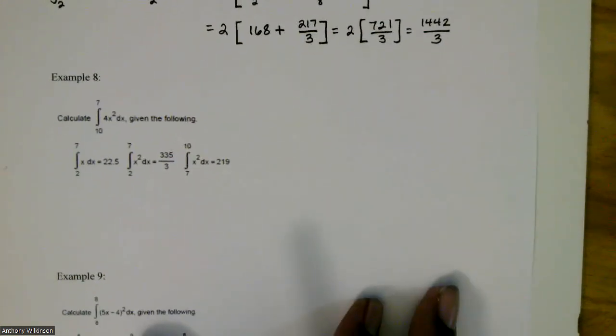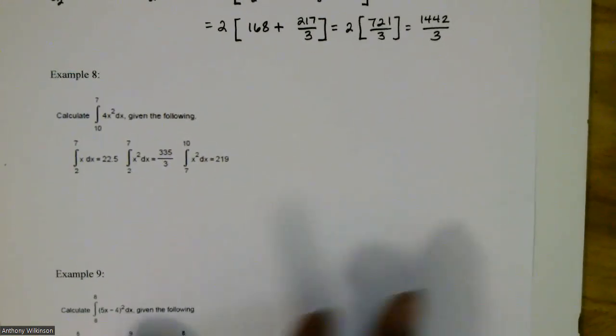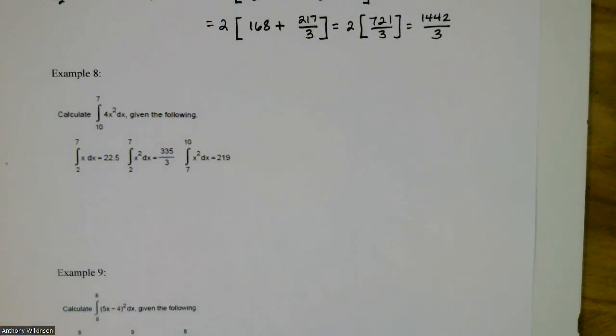All right, example 8 is the integral from 10 to 7 of 4x squared dx. And we're given that the integral from 2 to 7 of x dx is 22.5. The integral from 2 to 7 of x squared dx will be 335 over 3. And the integral from 7 to 10 of x squared dx will be 219.